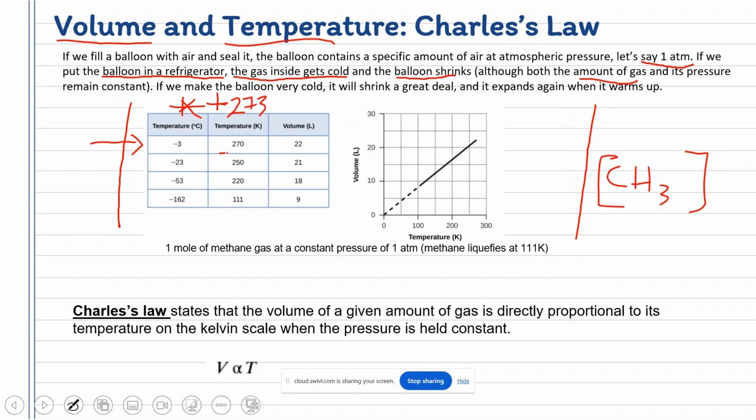And that's what they did here. When they had methane at this temperature, this was the volume. Okay, let's see what happens. Now they drop the temperature further, and now our volume also decreases.